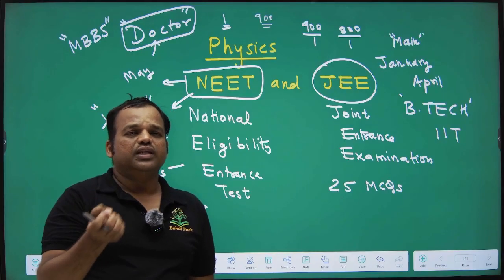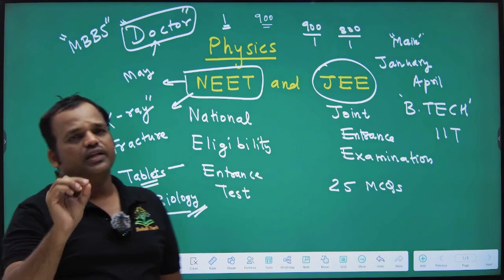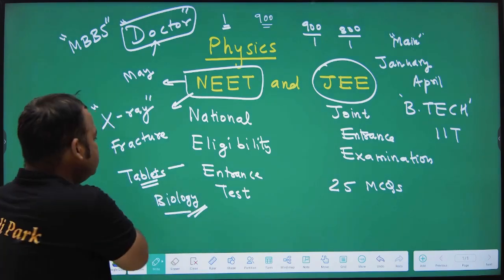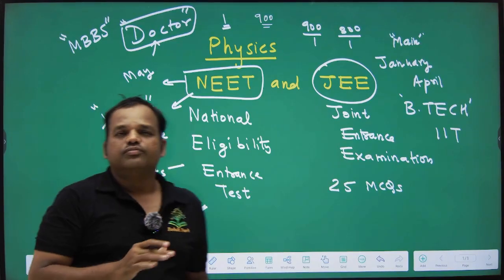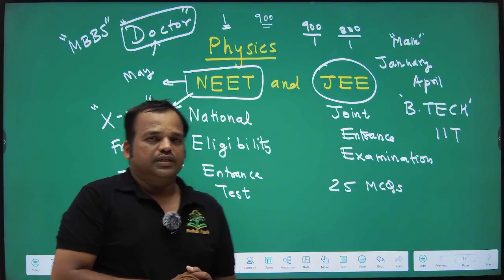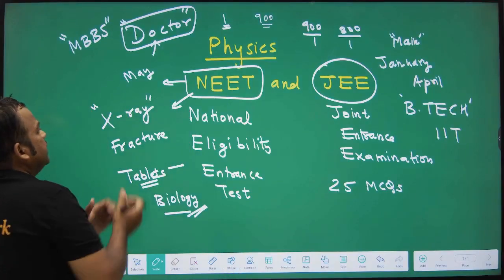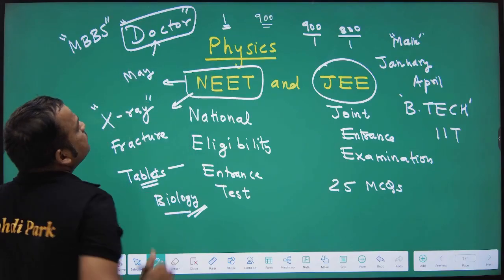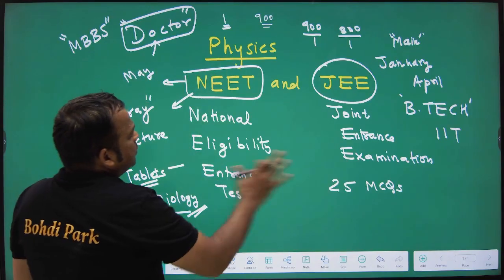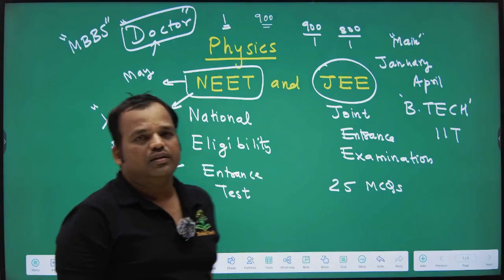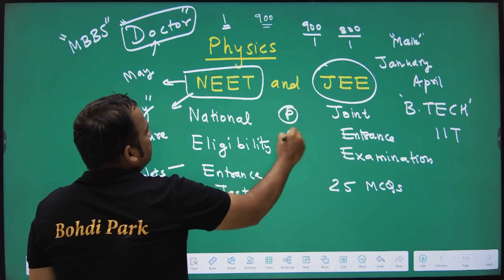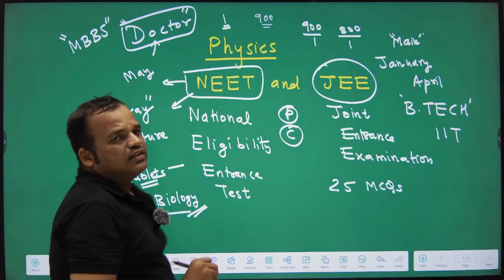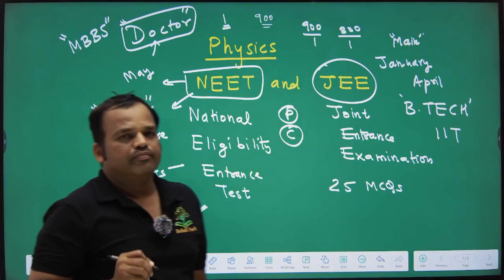What medicine, how much milligram of a particular compound is needed in that medicine, correct? So these core subjects are needed: physics, chemistry, and biology. Now, what is common in both? In NEET and JEE, the common subjects are physics and chemistry. These are the common subjects.